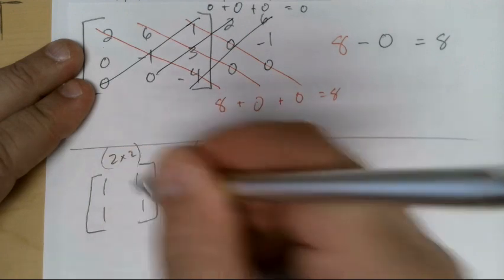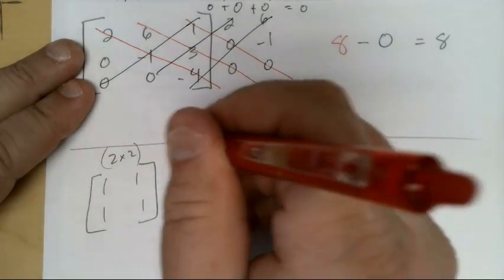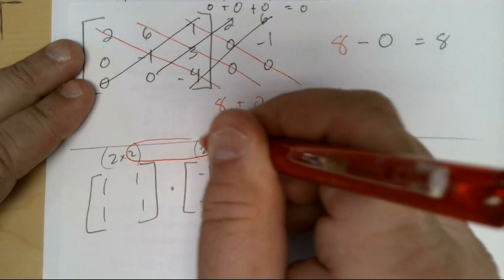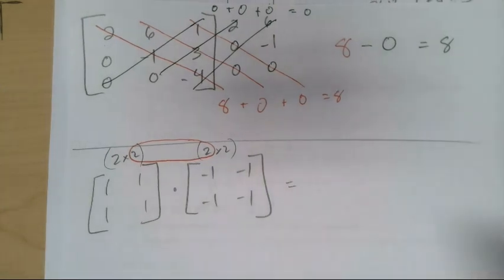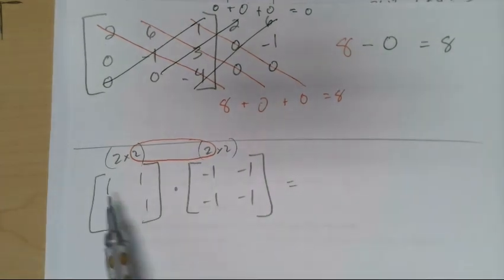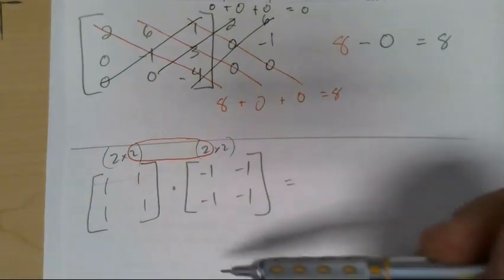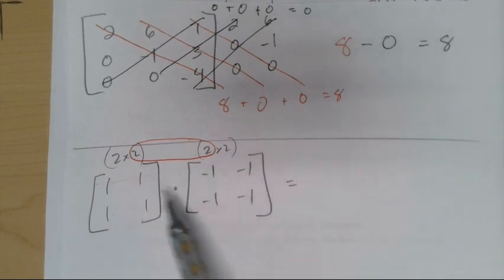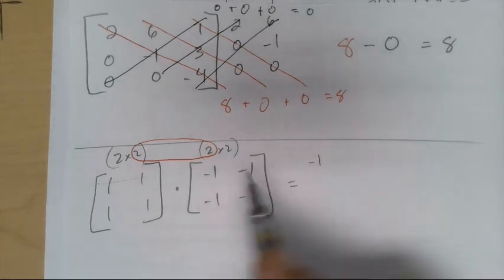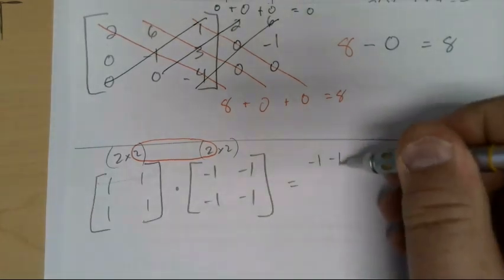And remember, to multiply matrices, these two numbers must be the same. They are the same, so I can multiply these matrices. Okay, so what's going to happen is I'm going to multiply this row by this column. To do that, I multiply the first element, second element, and so forth. So 1 times -1 is -1. 1 times -1 is -1. Okay?